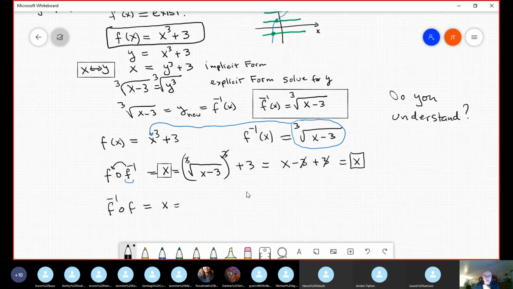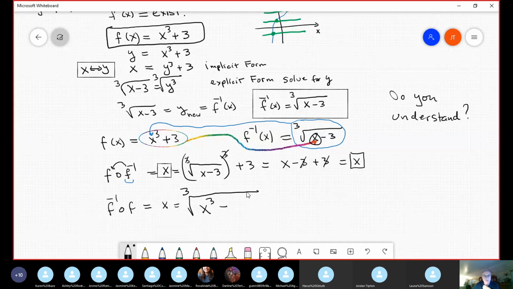In the other direction, let me use another color. Suppose that F goes completely inside this. Boom. So we have a big cubic root, because instead of x you copy x cubed plus 3, minus 3. This minus 3 is this guy. Now 3 positive and 3 negative cancel. Only the cubic root of x cubed stays. Again, it cancels and stays the identity function.